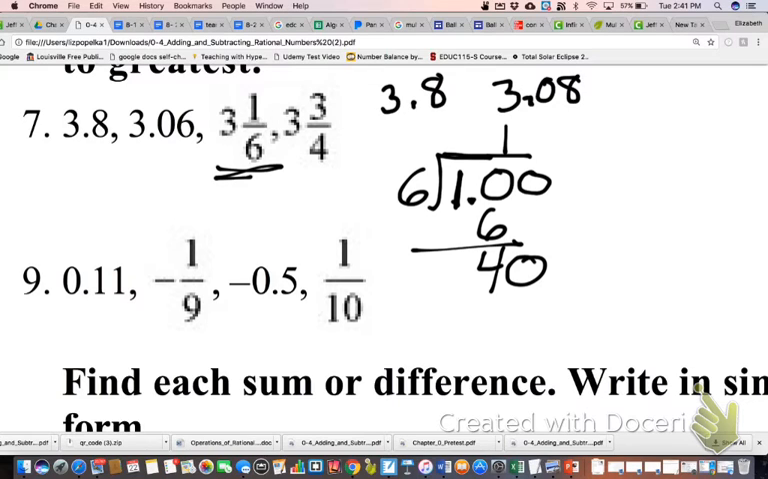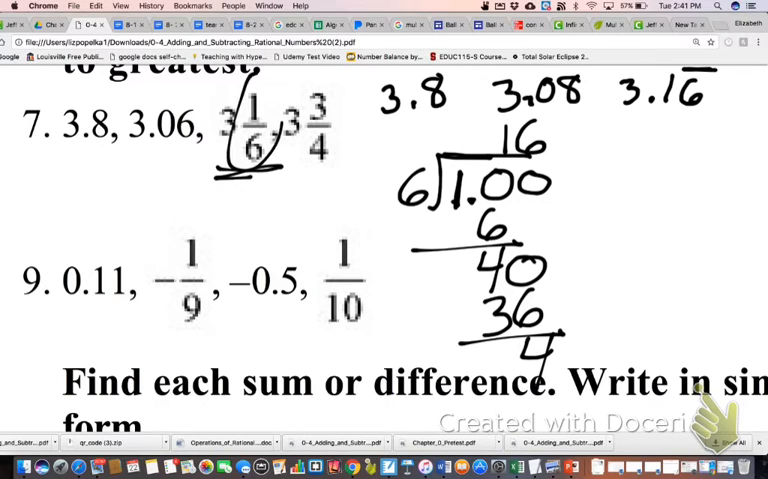6 goes into 40 6 times. 6 times 6 is 36. Oh, there's my remainder of 4 again, so that's going to keep repeating over and over and over again. So that 3 1/6 is actually 3.16 repeating. That's not always going to happen, by the way, that the fraction just happens to match up with the 0.16 repeating. That was just a coincidence.